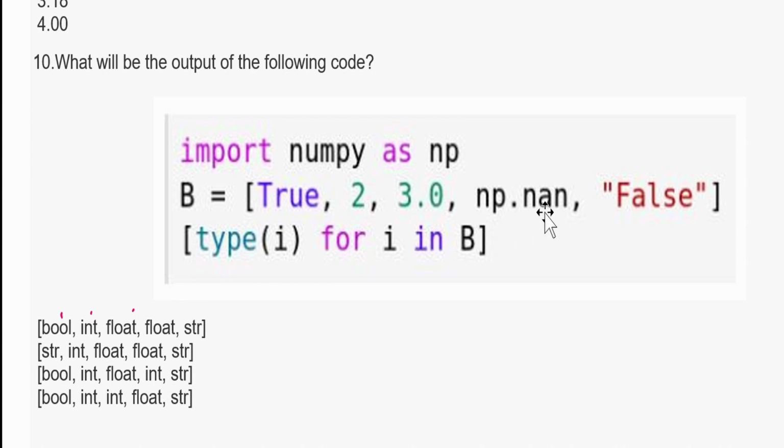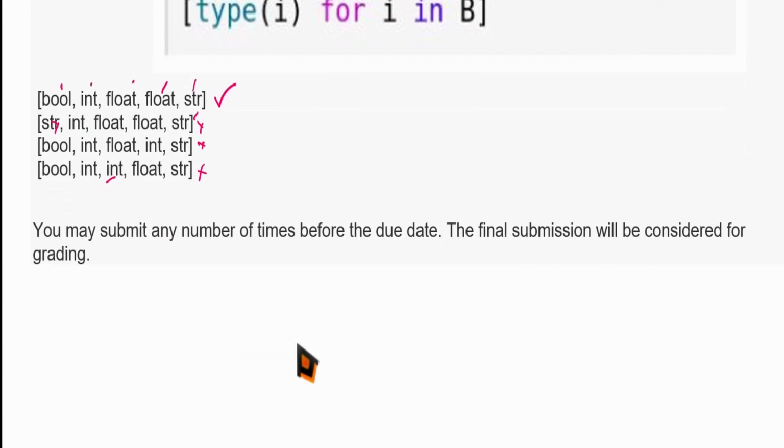Now come to this one, np.nan. Not a number means if you don't know the type of this, you leave it. Come to this one. This is a string, which we know is not correct, because np.nan, not a number, is not an integer, it is a float. So this is not correct. Here also Boolean, integer. Actually, this is a float, but they have given it as integer. So this is also not correct. So the first option is correct.